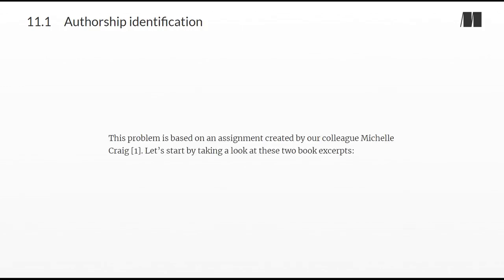Section 11.1, Authorship Identification. This problem is based on an assignment created by our colleague Michelle Craig. Let's start by taking a look at these two book excerpts.